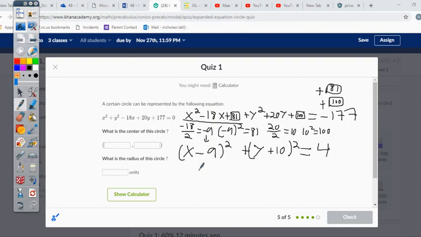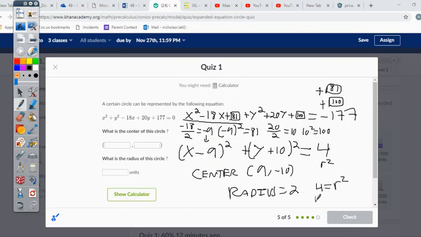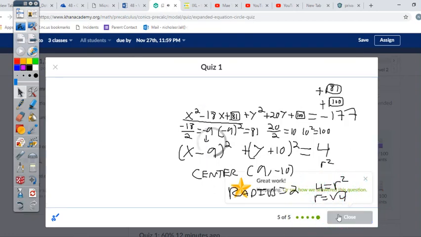So this gives us a center of (9, -10) and a radius equal to 2. Remember, 4 is equal to r squared. If 4 is equal to r squared, then r is equal to the square root of 4. So that's how we got a radius of 2. So we say our center is (9, -10), and our radius is 2. All right, that's 5 for 5. That's quiz 1.